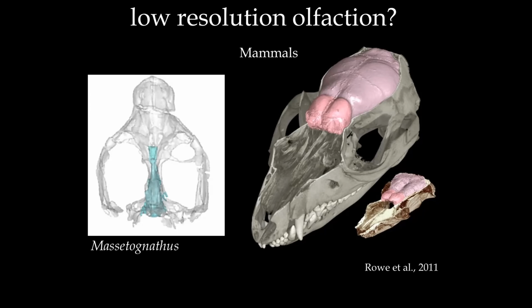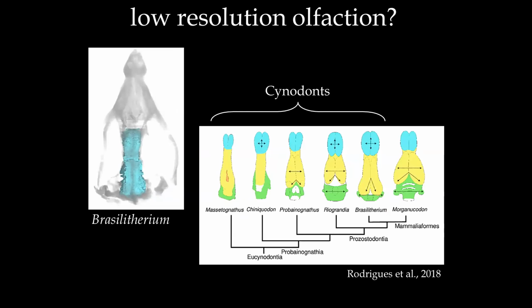So first, the low resolution olfaction. So this statement was based on the fact that in mammals you have super big olfactory bulbs, whereas in cynodonts you have tiny olfactory bulbs. So that was very true at the time. Now that we have more data of those cynodonts, we realize that some cynodonts, such as Brasilitherium, actually had significantly big olfactory bulbs.